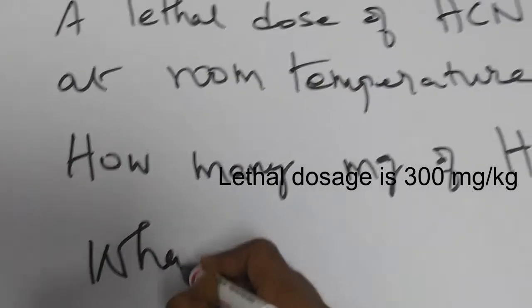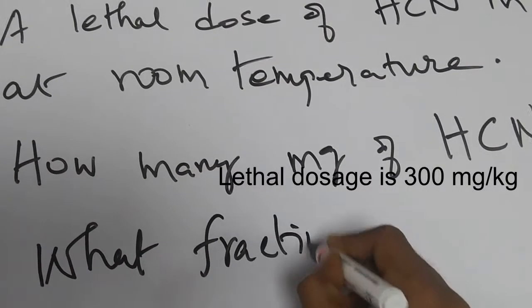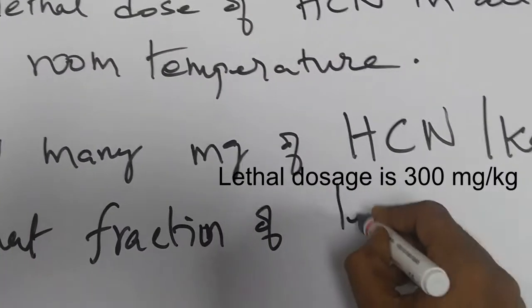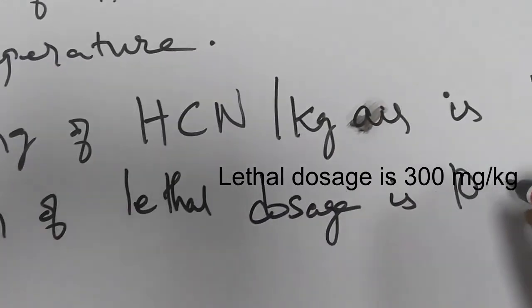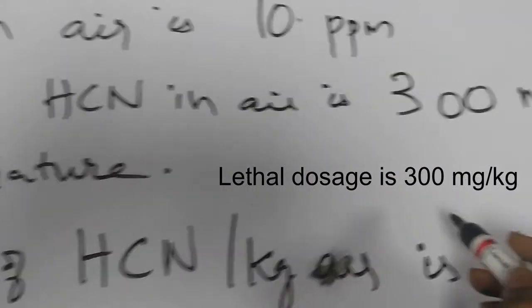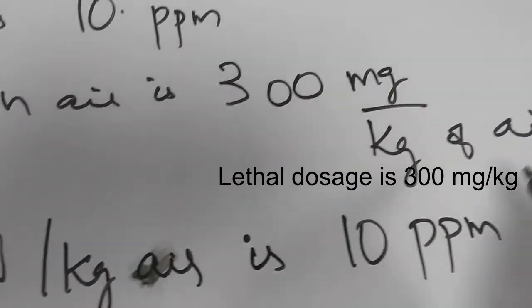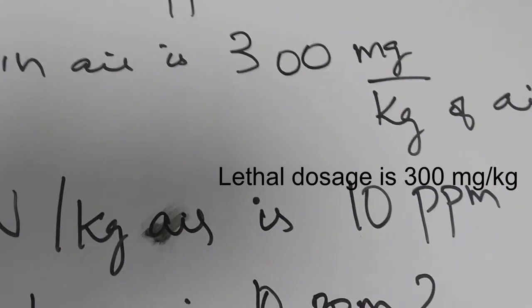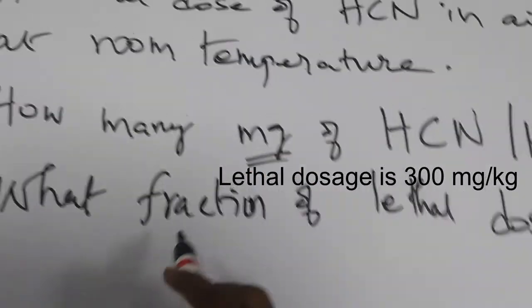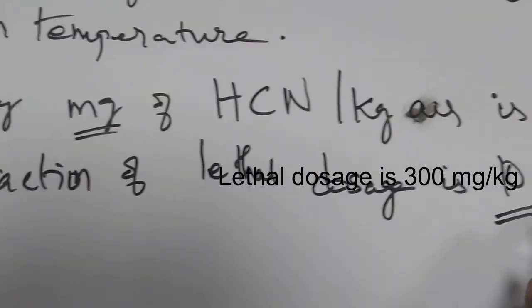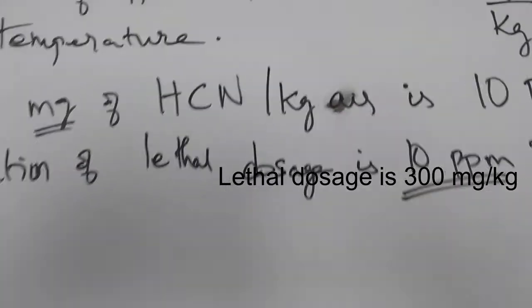And the second part is: what fraction of lethal dosage is 10 ppm? So the lethal dosage is given as 30 milligrams per kg of air. So we have to find out how much fraction this 10 ppm is of this value. First part is how many milligrams of hydrogen cyanide per kg air is 10 ppm. First we have to determine that mass. Second part is what fraction of lethal dosage is 10 ppm. That also we have to determine.